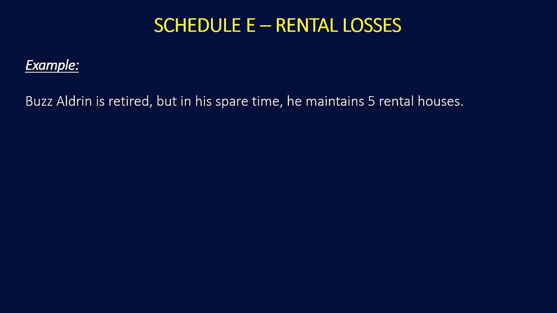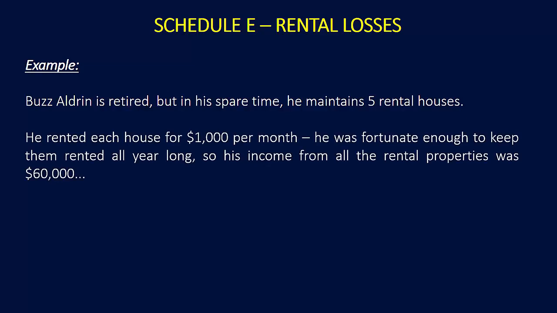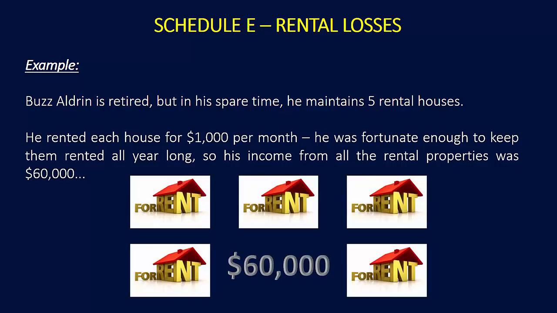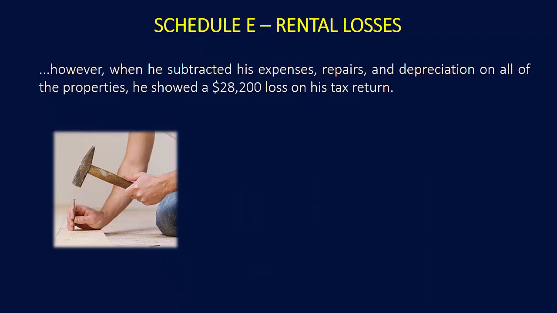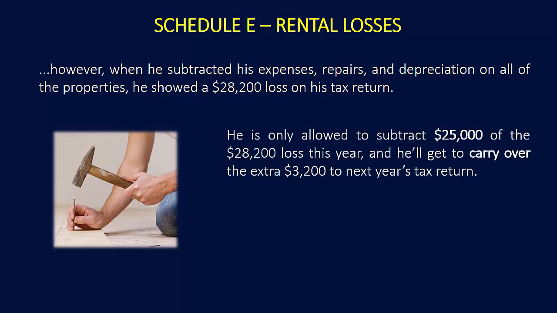For example, Buzz Aldrin is retired, but in his spare time, he maintains 5 rental homes. He rented each house for $1,000 per month. He was fortunate enough to keep them all rented all year long, so his total income from all of the rental properties was $60,000. However, when he subtracted his expenses, repairs, and depreciation on all of his properties, he showed a $28,200 loss on his tax return. He's only allowed to subtract, however, $25,000 of the total $28,200 loss this year, and he'll get to carry over the extra $3,200 to next year's tax return.